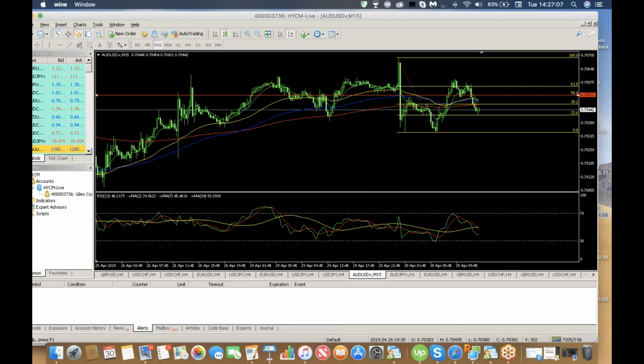Now, where would stop placement be? Where would you want to put your stop? Have a look. Where would we want to put our stop here?